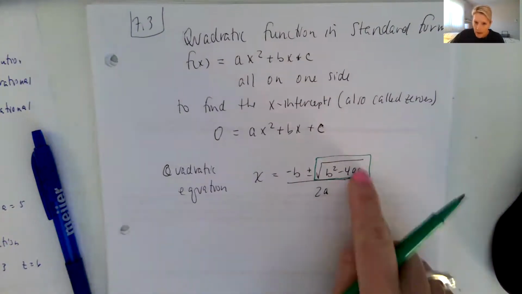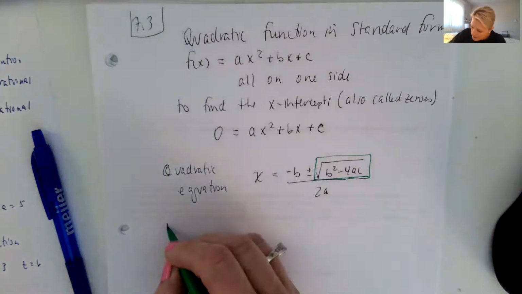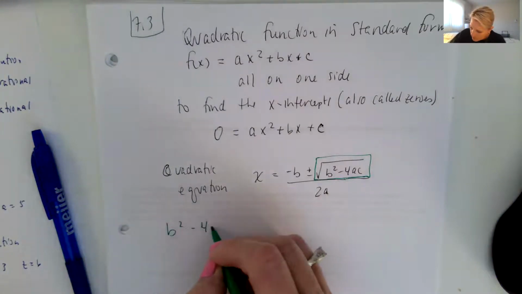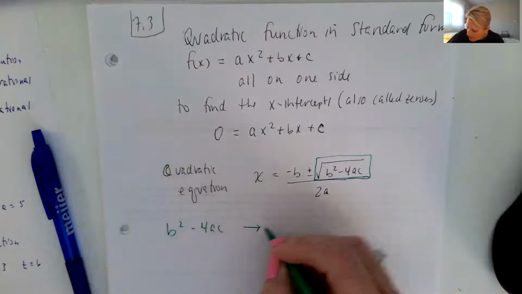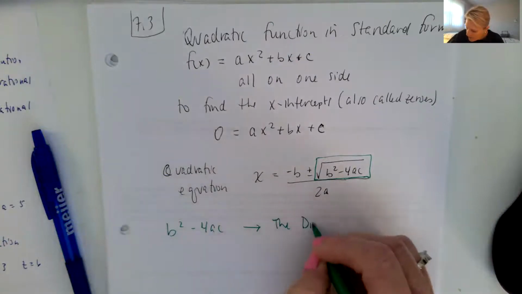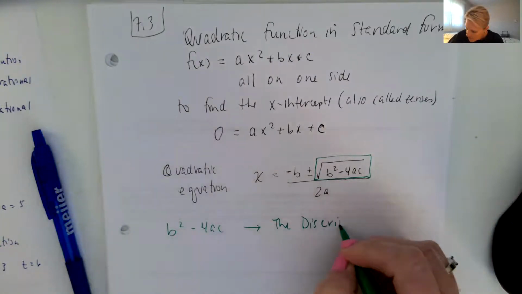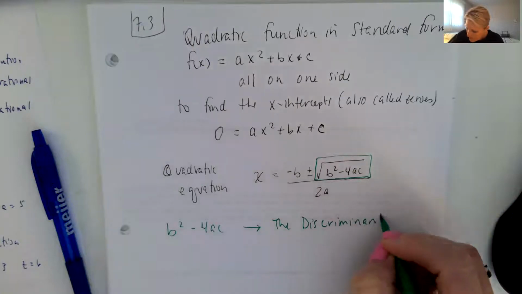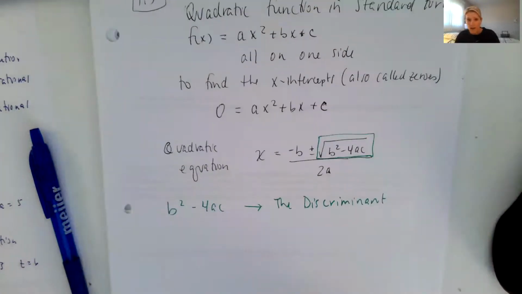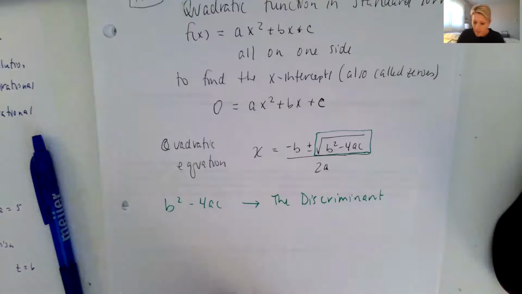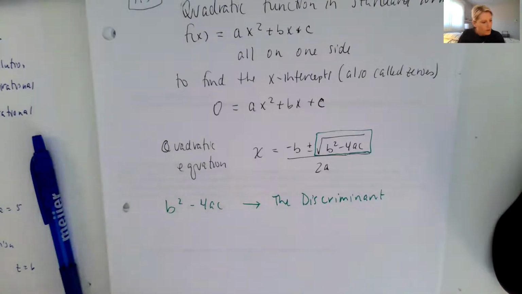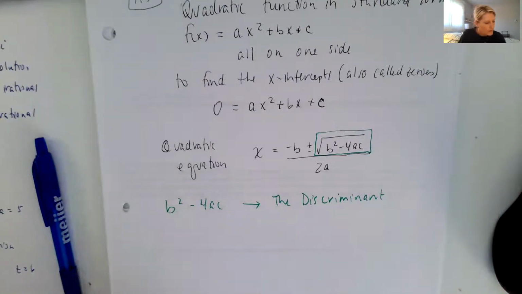So let's look at the possibilities for this. b squared minus 4ac is called the discriminant. And it helps us decide what our possibilities are.